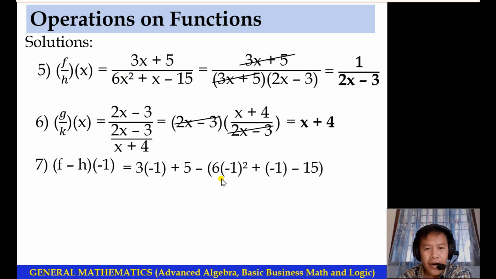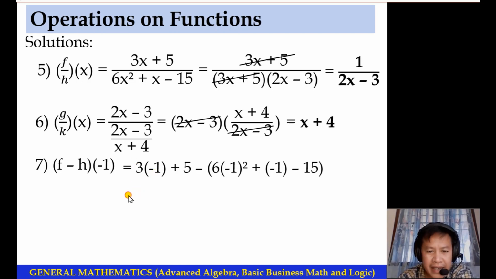And this is it. Okay, take note, this is subtraction. And don't forget the symbols of grouping here. This is parenthesis, open parenthesis, and its partner is the close parenthesis here. Then 6 quantity, negative 1 quantity squared, because x will be substituted with negative 1, plus, okay, this is negative 1, minus 15. Take note, we have a pair of parentheses here, another pair of parentheses here, and a pair of parentheses. Then after that, you are going to simplify.